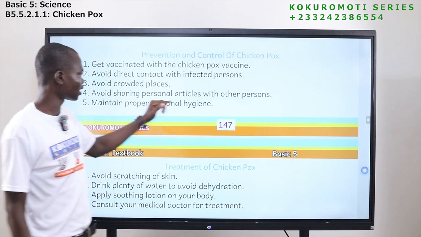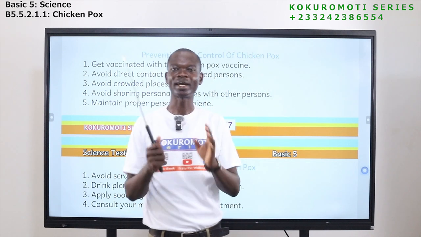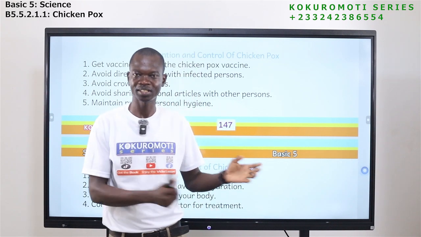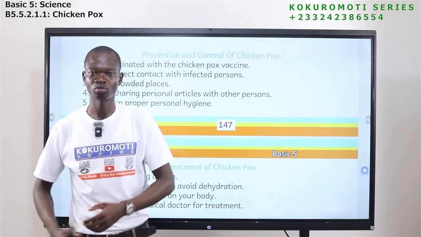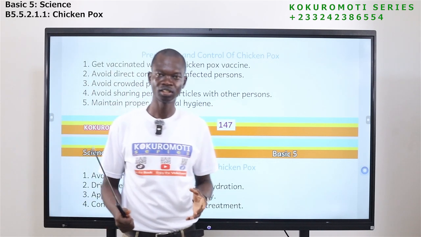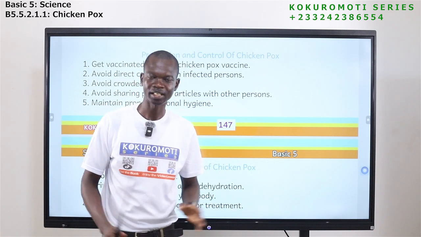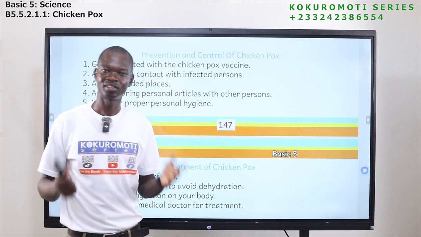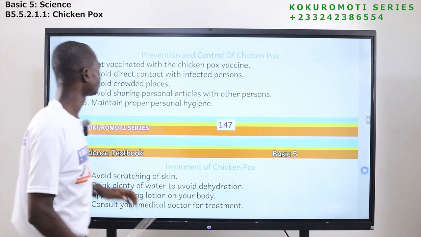Number 4, avoid sharing personal articles with other persons. Personal articles, we are talking about things that are meant for you only, like handkerchief. Handkerchief is a personal article, personal item. You don't need to give it to people to also use to wipe their face. So things that are personal, things that are for you only, don't share them with others. If you share them with other people, it's easy to get infected. Okay.